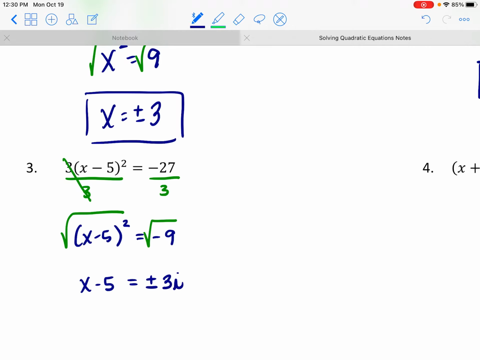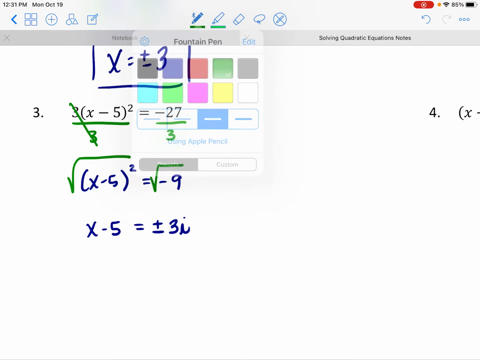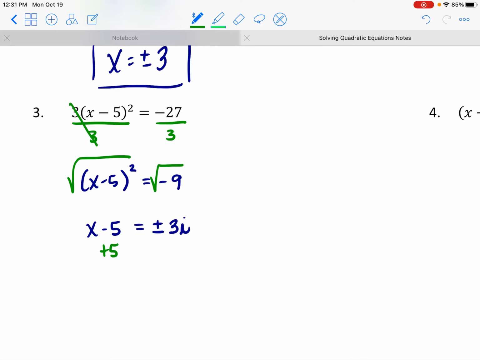Okay, now in the two previous problems, after we took the square root, we were done because x was alone. But you can see here x is not by itself. There's still a minus 5 there, so I have to take one more step to keep solving. I have to add 5 to both sides. So x is going to equal.